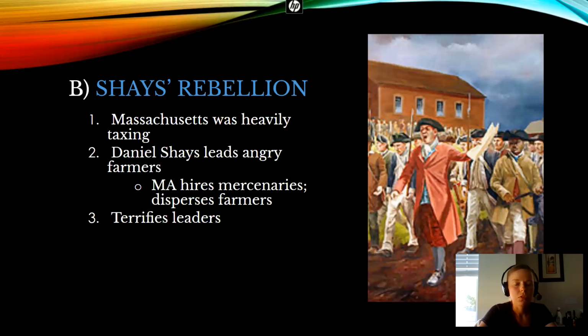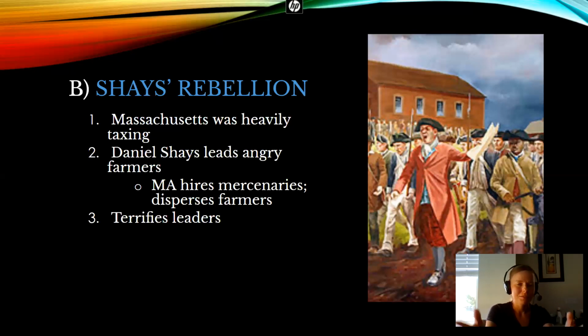They start refusing to go to court. They start burning down courthouses and threatening judges, and they start gathering weapons. And they actually go after the Massachusetts Armory, where all of the major weapons were stored for the state of Massachusetts for its militia in Springfield. And that's when they are met with, there's an interesting story actually.